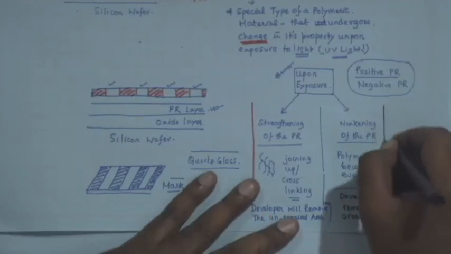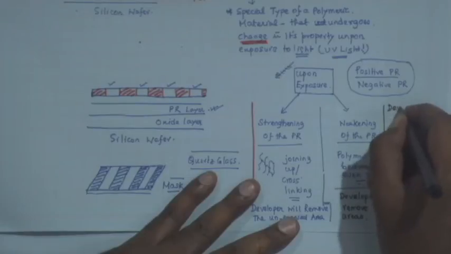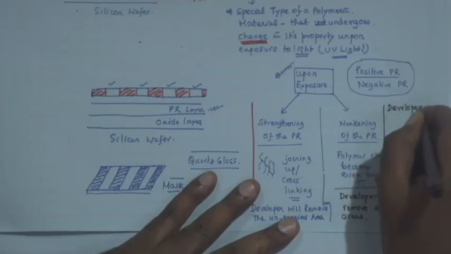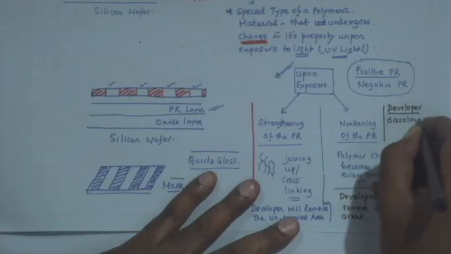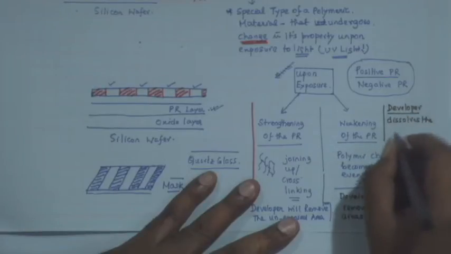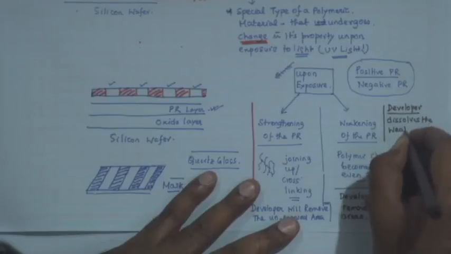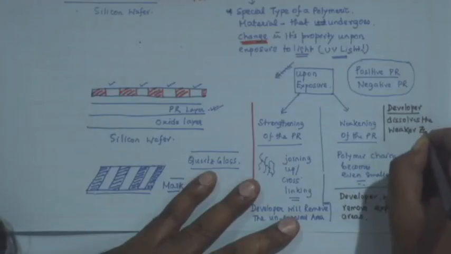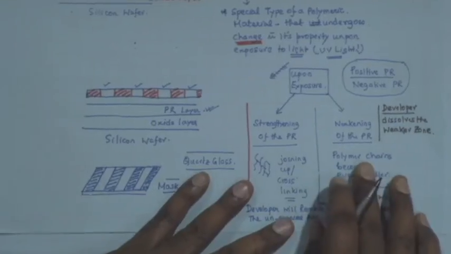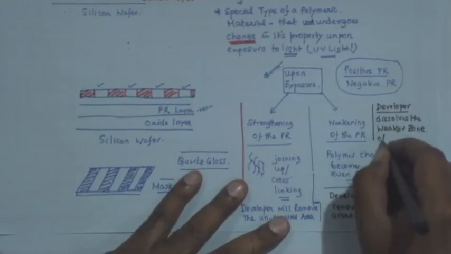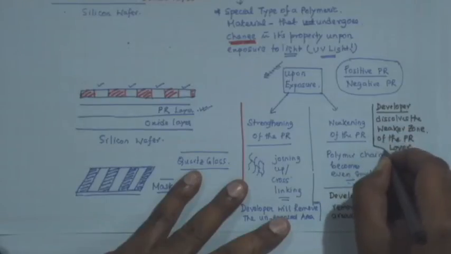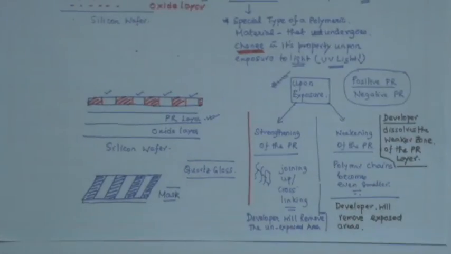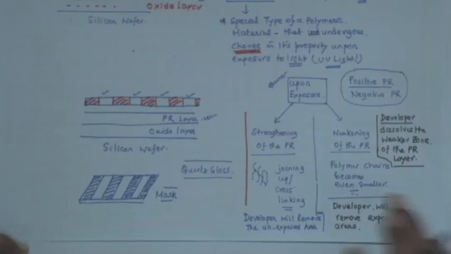I hope you have understood it, but we will come up with better examples. The rule of thumb, or rather it is not a rule of thumb, it is a fact, is that the developer dissolves the weaker zone of the PR layer. Okay. So, based on this concept, now we also understand.